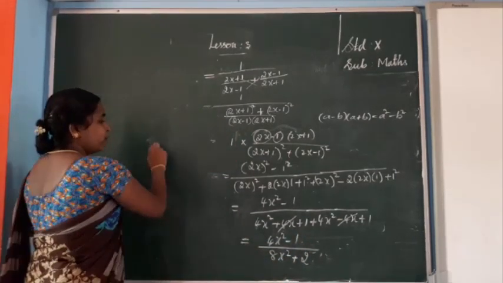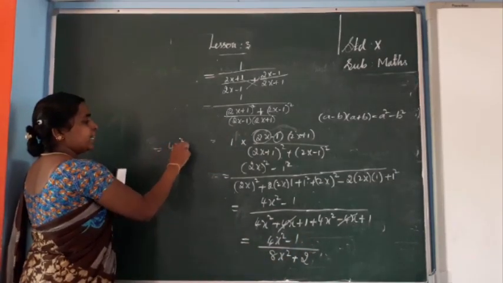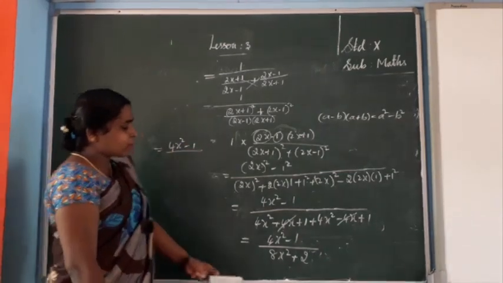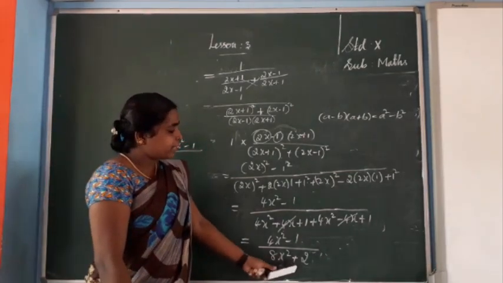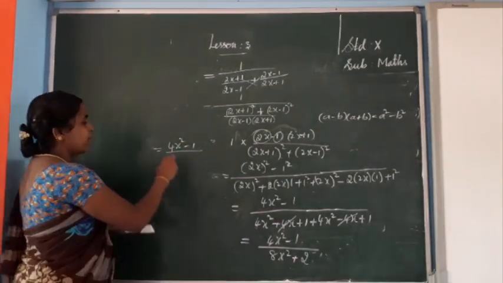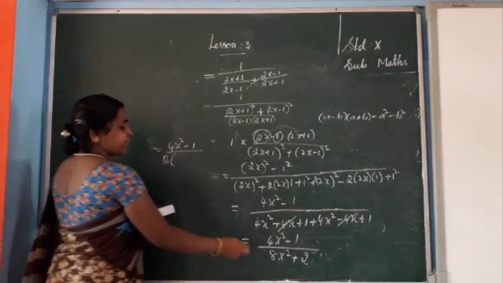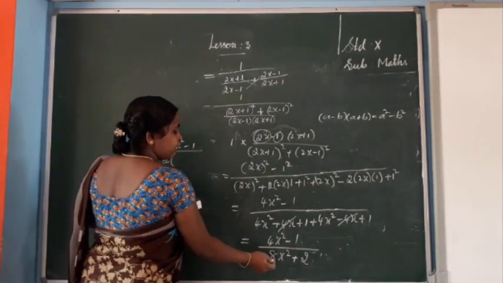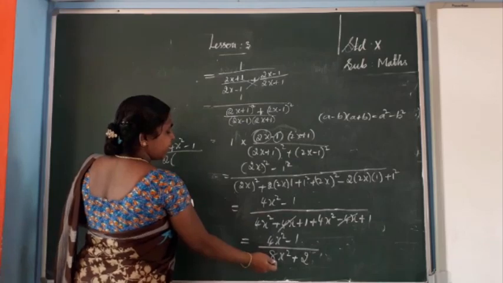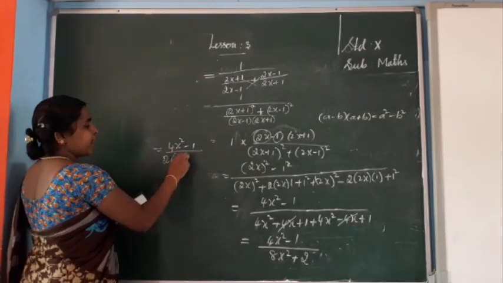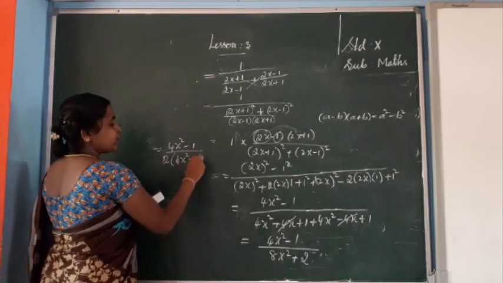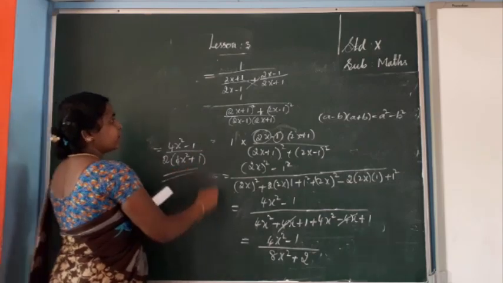Okay, now 4x square minus 1 divided by, the actual calculation is over. In the denominator, 2 is common. So you take 2 common: 2 into, if you take 2 common, 8 becomes 4, since 4 twos are 8. So 4x square plus 1, this is the answer.